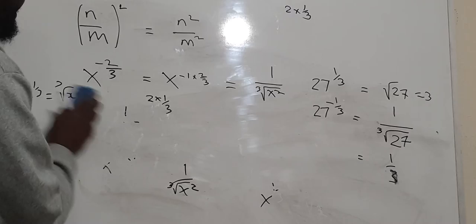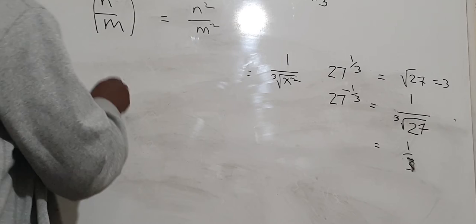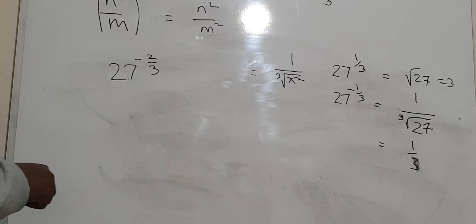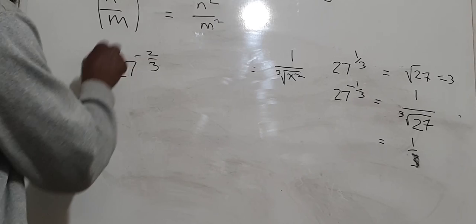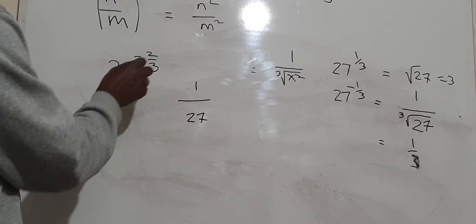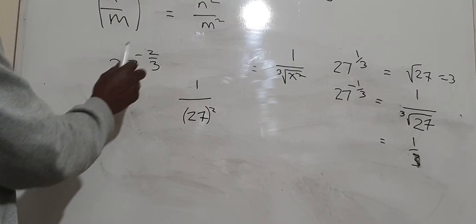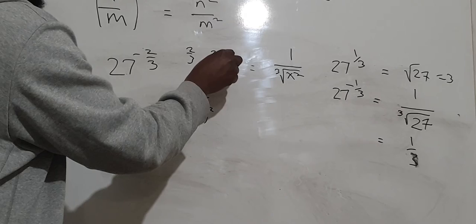Imagine this same thing that looks difficult. 27 to the power minus 2 over 3. Basically, we have seen minus, so we said 1 over 27. We can see square, we put our square in it. Or we can see it as cube first, because 2 over 3 means 2 times 1 over 3. Then cube root. Or cube root.